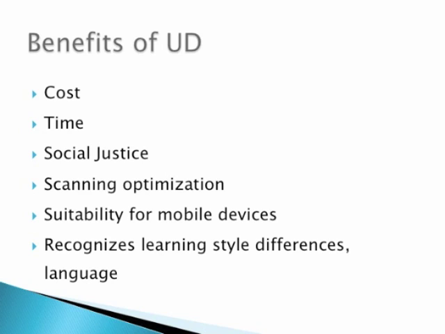Universal design also recognizes learning style differences and, as I mentioned, language. Right now we have a population of 13% international students, and that is growing. There's a prediction of 15% in the next year, and as many as 20% of our student population over the next one to five years.